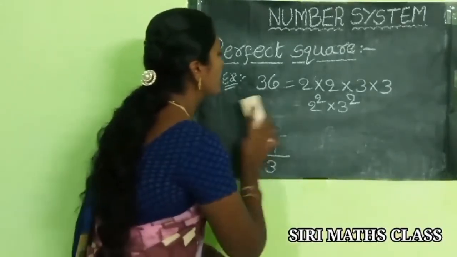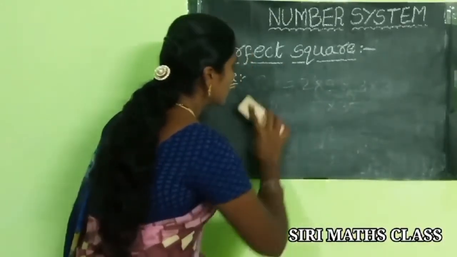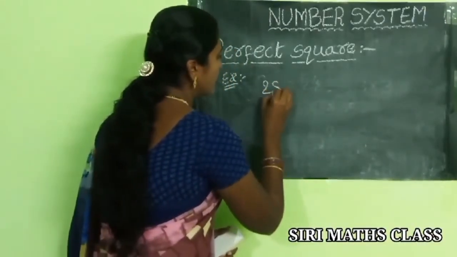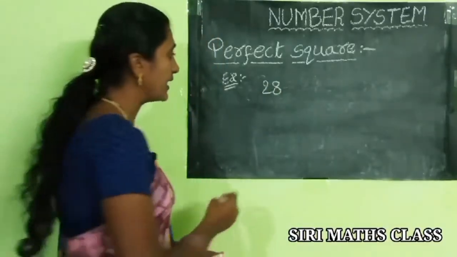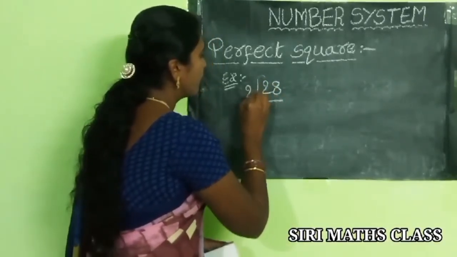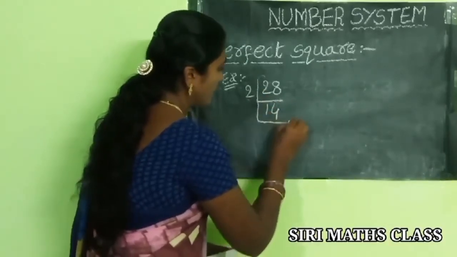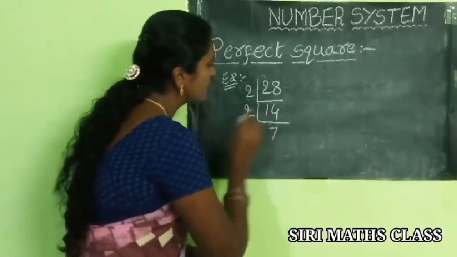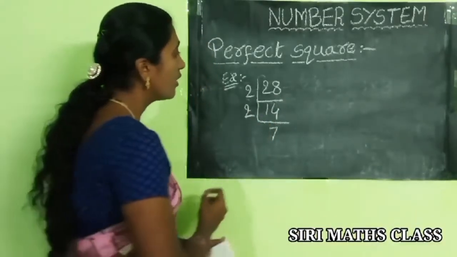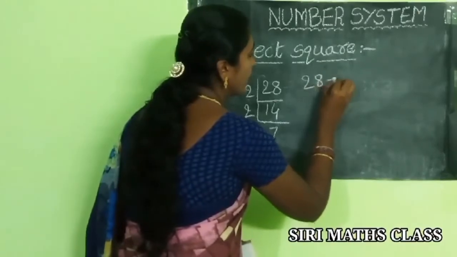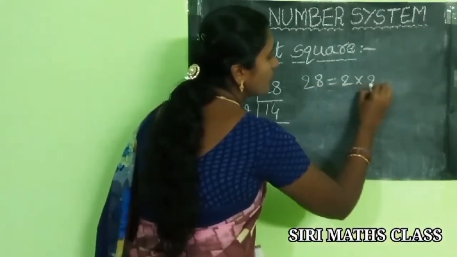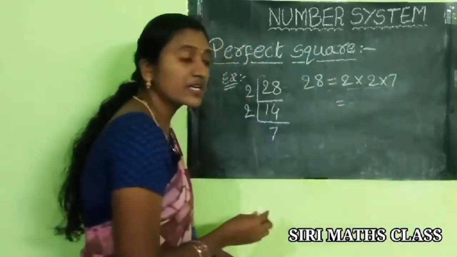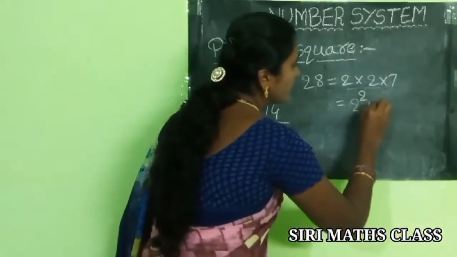Okay, let me take one more example. Suppose I am taking the number 28. Here we can write the prime factors. 2 fourteens are 28 and 2 sevens are 14. See, 28 we can write as 2 into 2 into 7. 2 into 2 is the same product, so we can write 2 square into 7.